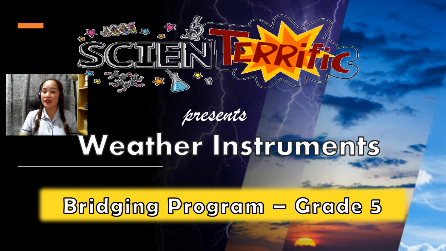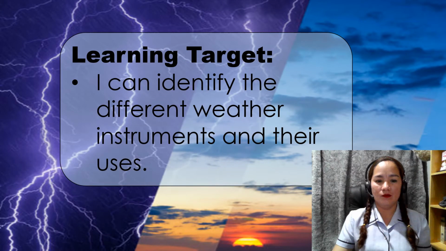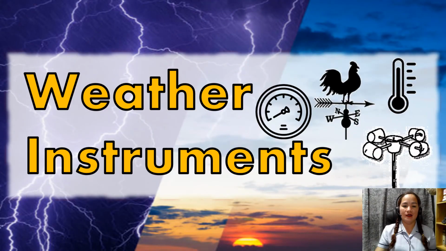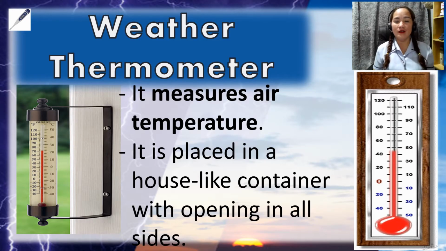So our scientific classroom today presents weather instruments. So this is your second bridging program for grade 5. Okay, let us read our learning target for today. I can identify the different weather instruments and their uses. Just like mathematicians use special tools to measure objects, scientists use different instruments to measure all types of weather. So let's go and learn about the weather instruments or weather tools.